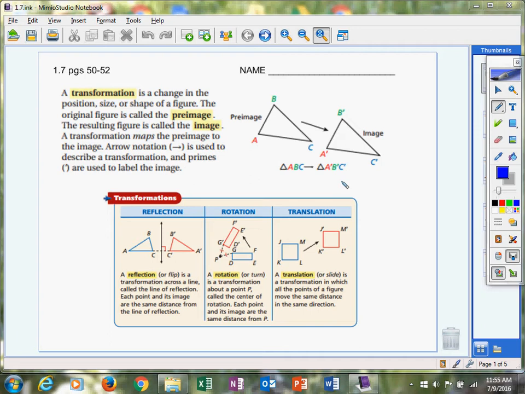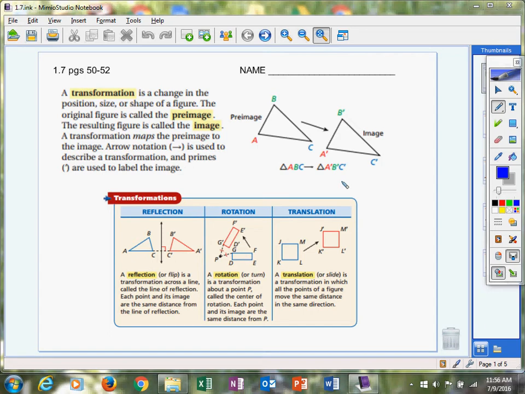So as you're looking at the very bottom there, that box, the reflection is a flip. Okay, we've got a line of reflection and it's literally flipped over. Each point is the same distance from that line of reflection. So that's what you're looking for, having equal measurements basically in that change.